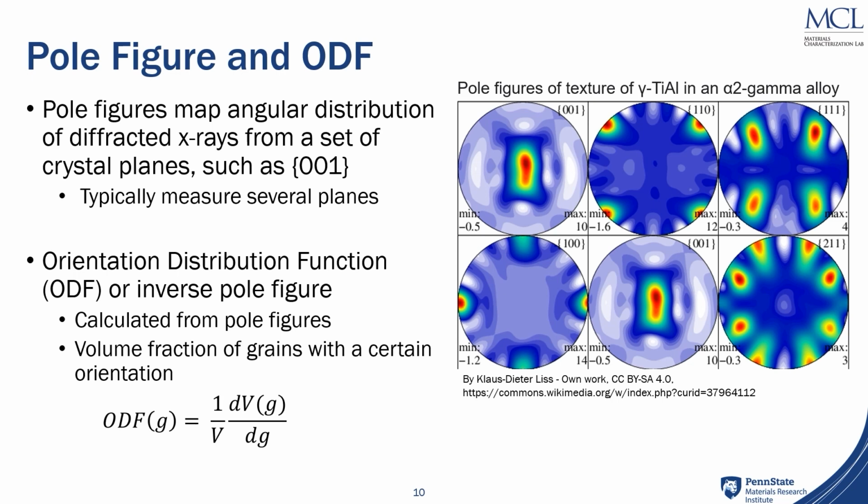And then you would use some software to try to work back from these pole figures to what's the most likely distribution of orientations in your sample that would give those pole figures. So the orientation distribution function is basically the volume fraction of grains with certain orientations in the sample, which you would then work back from to the properties and performance of your material.